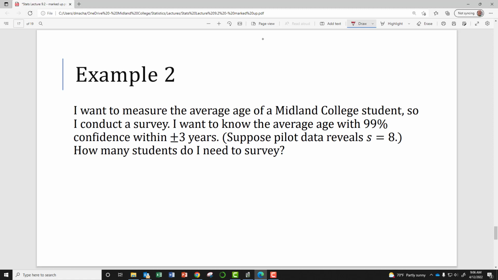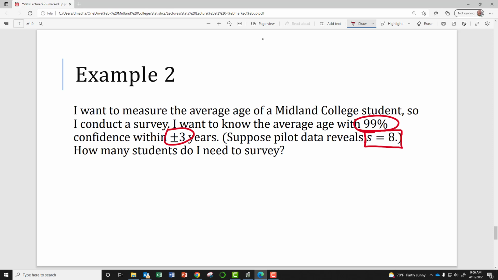If I want to know the average age with a 99% confidence within a margin of error of plus or minus 3 years, and suppose we go out and we ask 10 or 15 students and we find a sample standard deviation of 8, how many students would I need to survey in order to hit these sort of markers? 99% confidence, plus or minus 3 years.